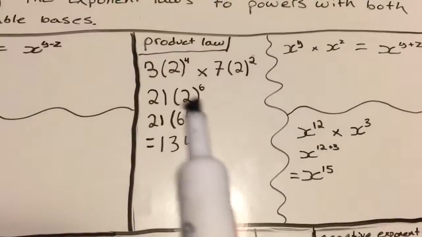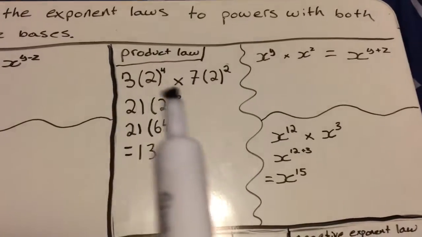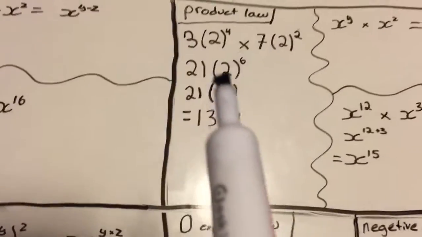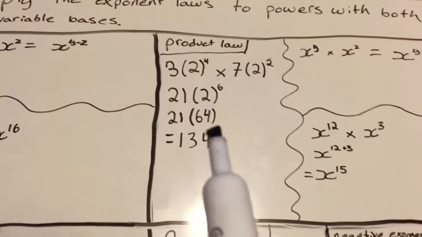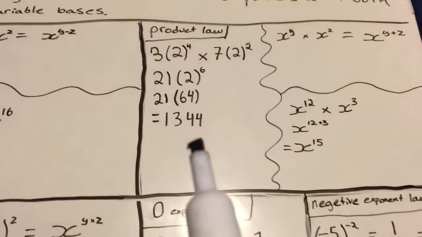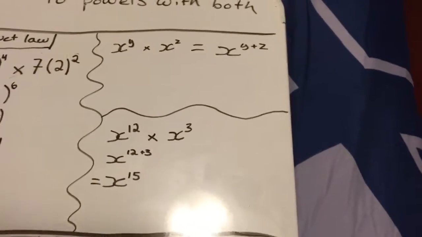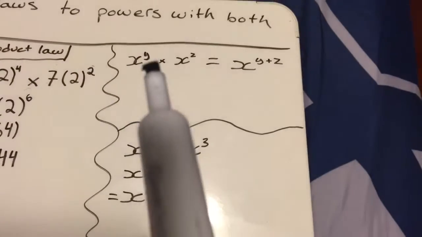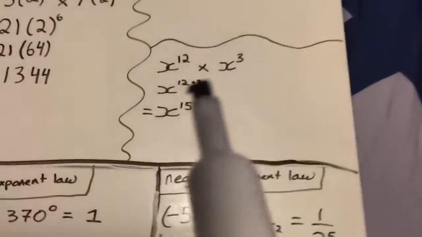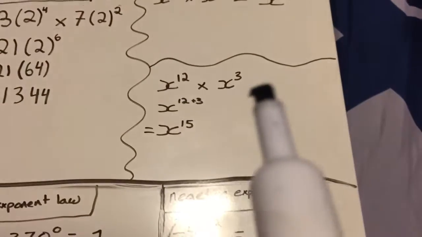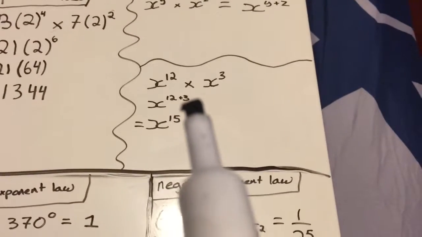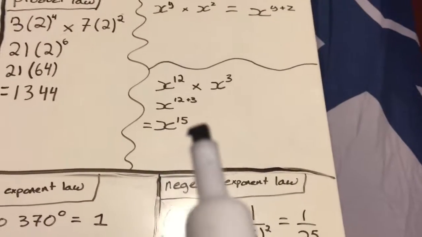Then we multiply the coefficients. So here we have coefficients 3 and 7, and 3 times 7 is 21. Now we have this, and 2 to the power of 6 is 64, and 64 times 21 is equal to 1,344. Now as a variable base, it can be x to the power of y times x to the power of z is equal to x to the power of y plus z. Or you can do x to the power of 12 times x to the power of 3 is x to the power of 12 plus 3, which is 15, so it's x to the power of 15.